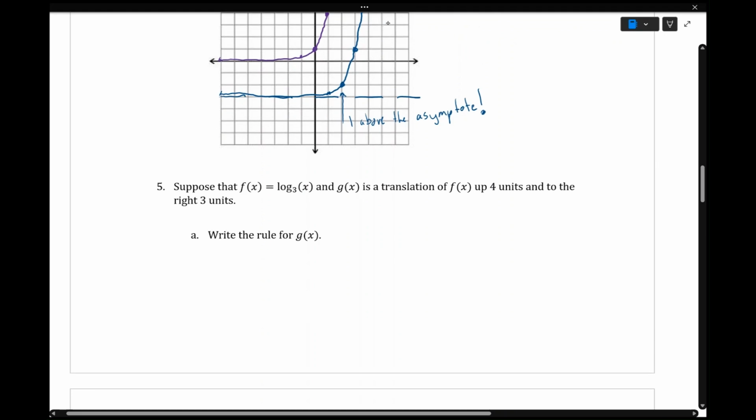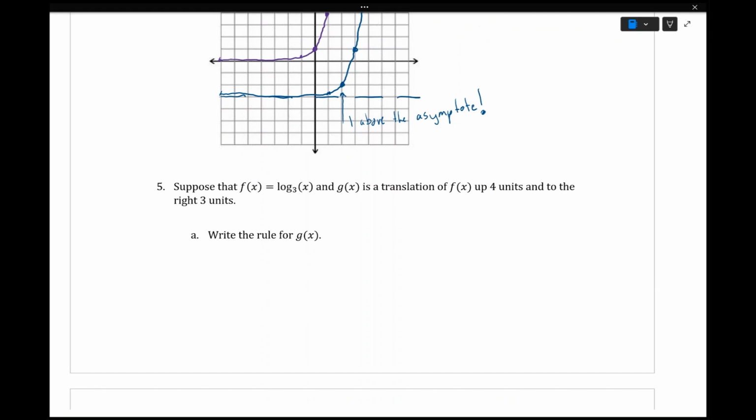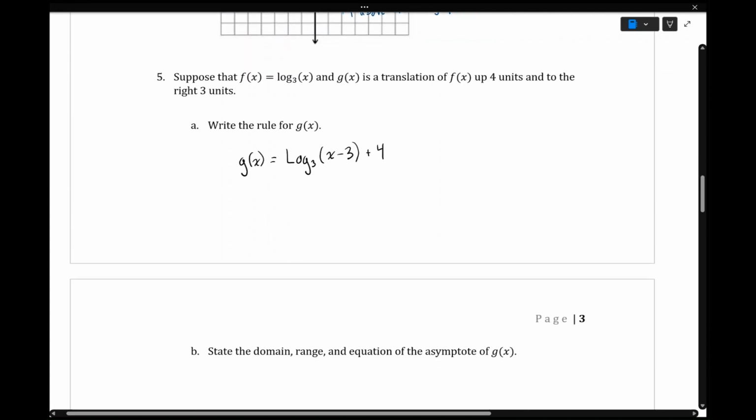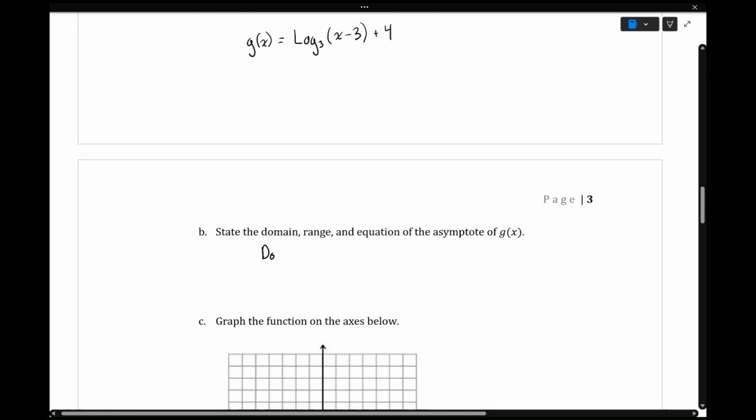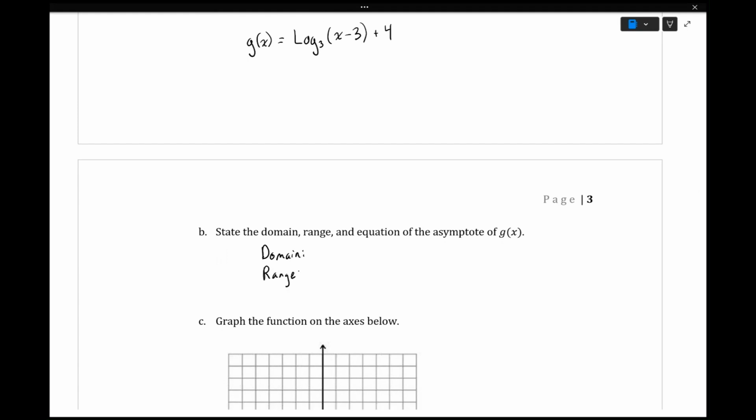now let's do it backwards with the inverse function. So g of x, it's a translation of f of x up 4 units and to the right 3 units. Well, to the right 3 units, that means I have log base 3 of x minus 3, and up 4 units, hey, that's a plus 4. And so we would say g of x equals log base 3 of x minus 3 plus 4. And now we're going to do all the same things we did with the previous one. We'll do domain, range, and asymptote.